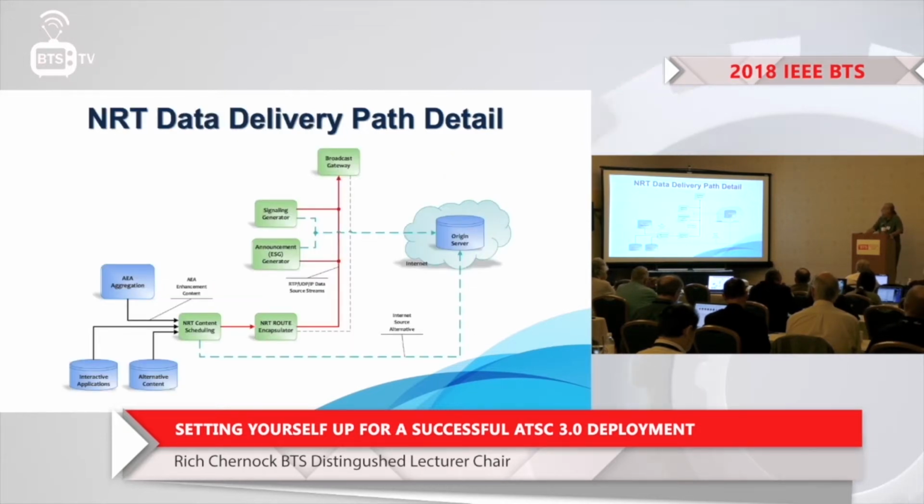NRT, I just talked about this a little bit. It's a key part of the system. It's all throughout. You have the need to pick out what goes and when it goes. So you have a scheduling component. You have to break it up into chunks like you always did. It's now done with the ROUTE encapsulator as an example. ESG and so on fits into there, all goes to the broadcast gateway. That's if you're broadcasting. This stuff can also be pulled over the internet, over broadband. So you have a parallel path for a lot of this coming out of the scheduling into an origin server, which is sitting on the internet, and a receiver can reach out and pull data.